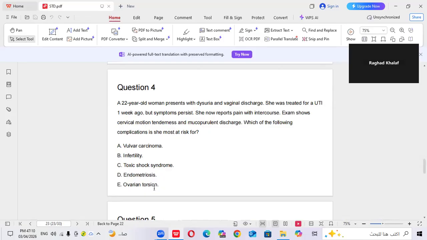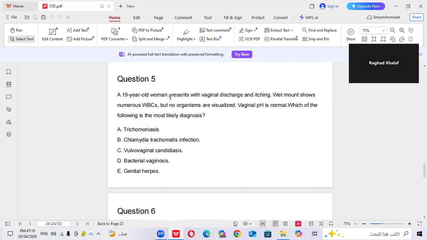Looking at the other choices like vulvar carcinoma, toxic shock syndrome, endometriosis, and ovarian torsion, they are not related to this condition. Question 5: a 19-year-old woman presents with vaginal discharge and itching. Wet mount shows numerous white blood cells, but no organisms are visualized. The pH is normal. Which of the following is the most likely diagnosis?